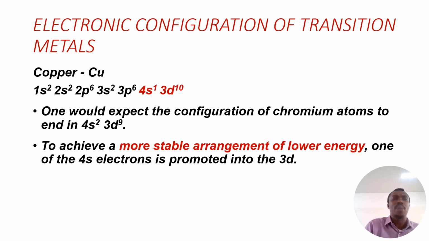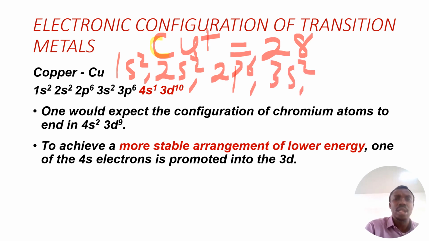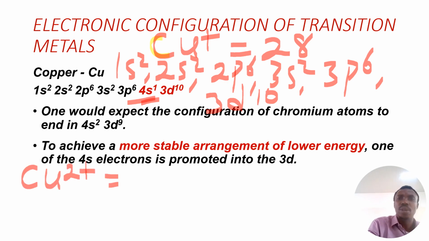So if you look at the transition element, copper is 29. Let's say copper 1 ion, if I write the electronic configuration, loss of 1 electron, which is 28. So it will be 1s2, then 2s2, then 2p6, then 3s2, then 3p6, then 3d10. So the electron leaves the 4s before the 3d, which is part of the anomalous behavior. The 4s is ionized before the 3d.